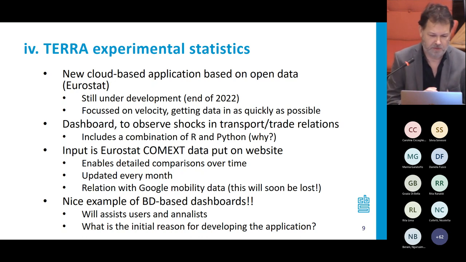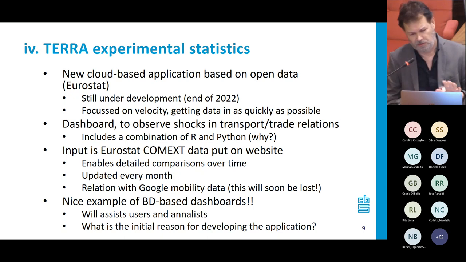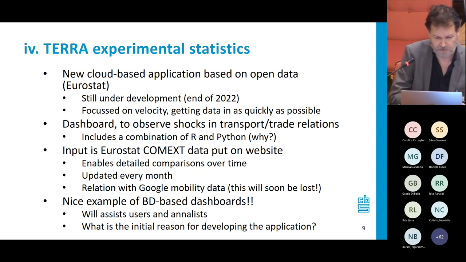This is typical of something that could happen with big data. You need to take care of that or try to anticipate that happens. And I think it's a very nice example of a big data-based dashboard that will certainly assist owners and people that look at the data. I was curious about the initial reason for developing the application. Sometimes things happen because they are interesting, I wonder, although that was already a bit explained in the presentation.